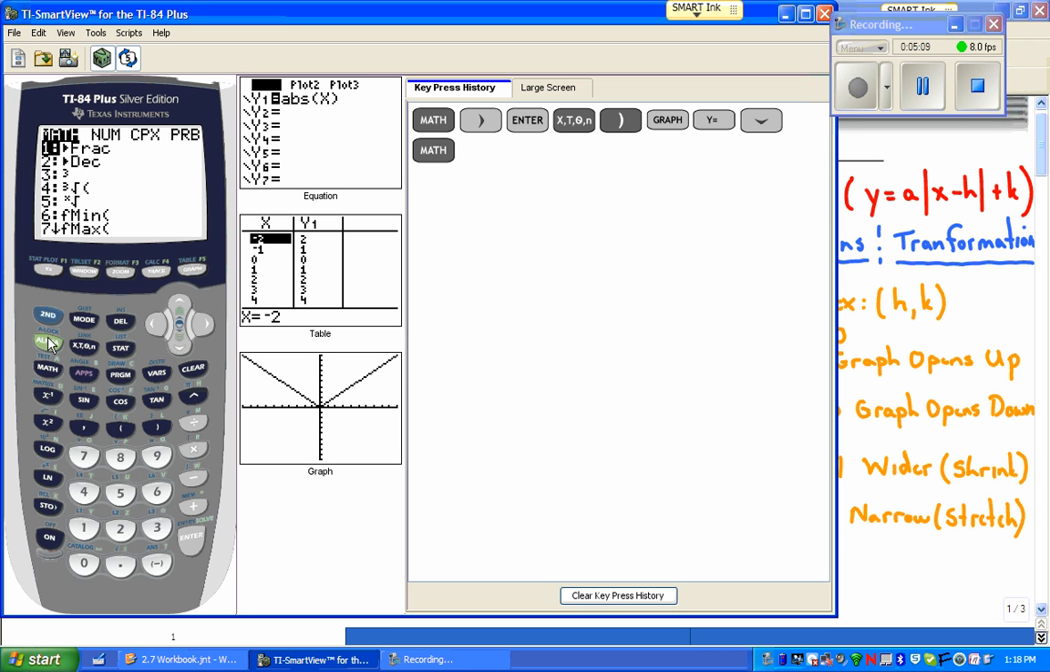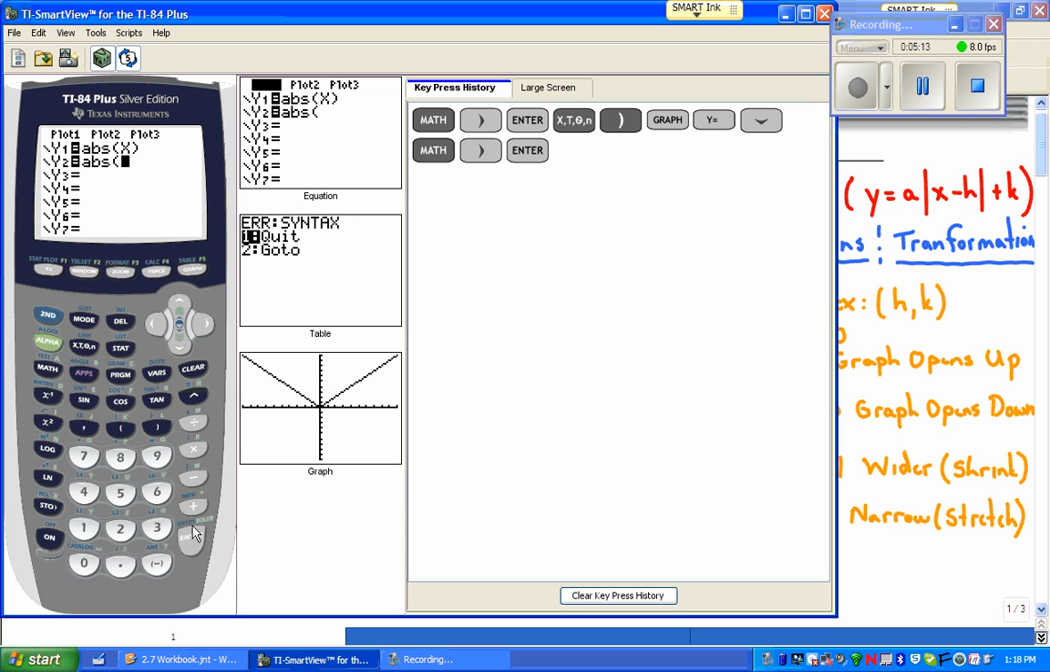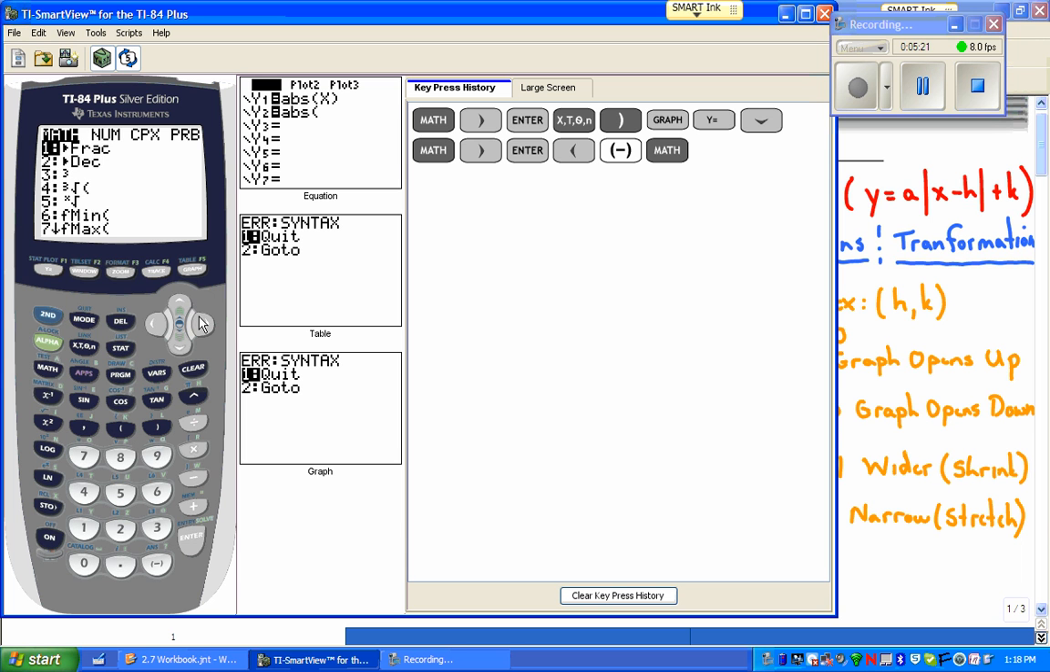Go get my absolute value, scroll over to number, hit enter, and what I should have done before that is hit a negative sign before that. So I'm going to have to go back to math. All right, absolute value, and then we had x plus 1, close that. I'm going to hit graph. And what's going to happen is your y1 right here is going to graph first, then your y2 is going to graph second, and you'll see the difference between them.